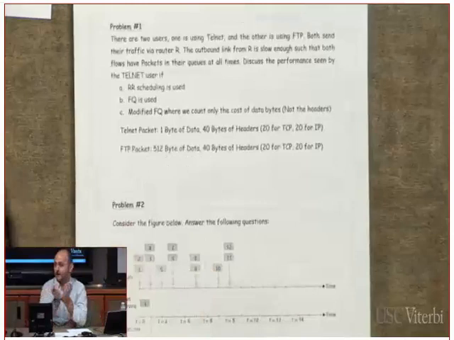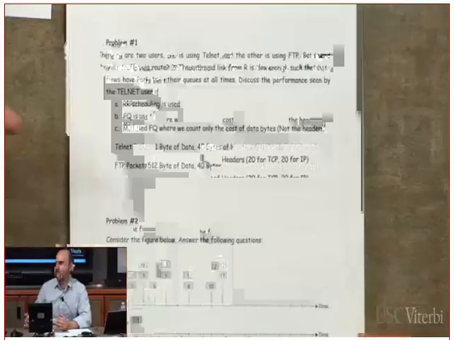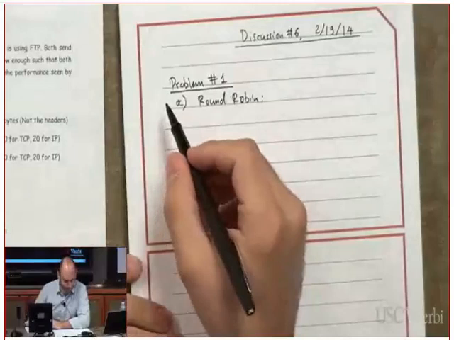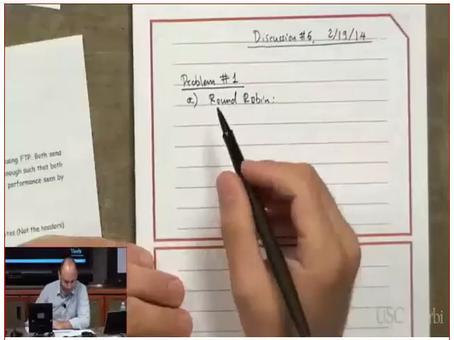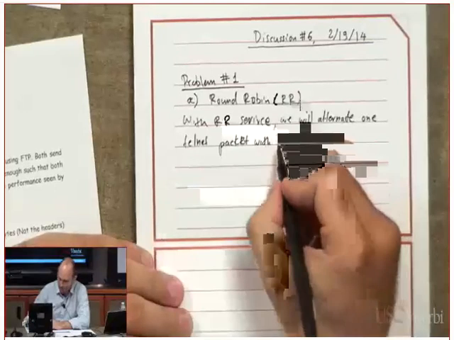How to phrase this? Round robin service, we will alternate one Telnet packet with one FTP packet, causing Telnet basically less throughput. Okay.